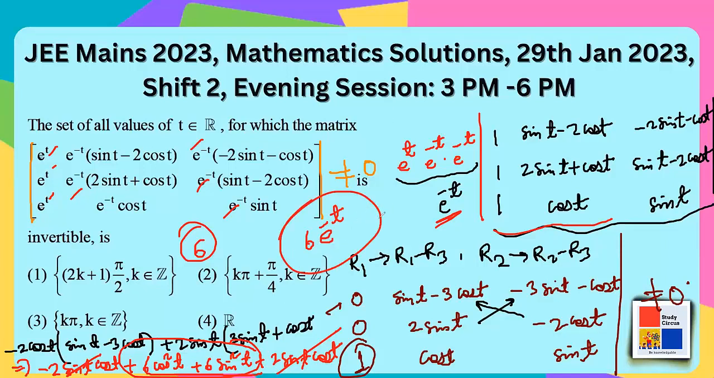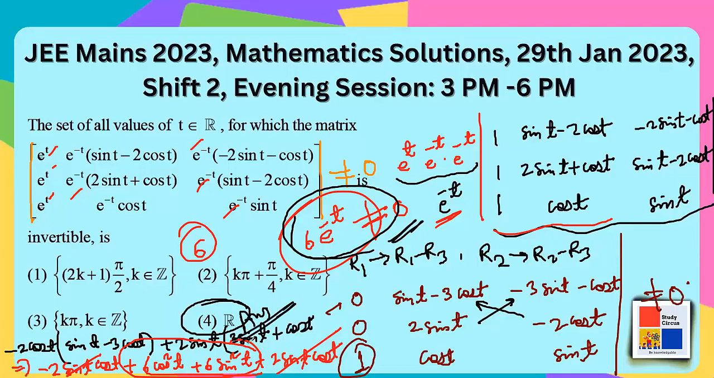This is not equal to 0 for any real value of t, right? This is not equal to 0. This matrix is going to be invertible for all the real values of t, because this cannot be 0 for any value of t. Hence option number 4 here becomes the answer. Okay, thank you.